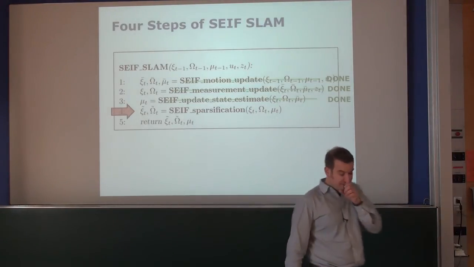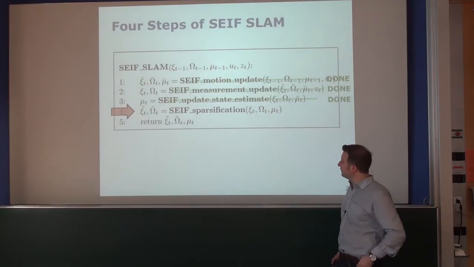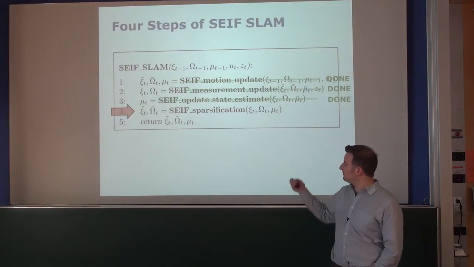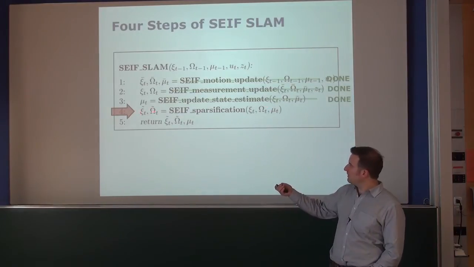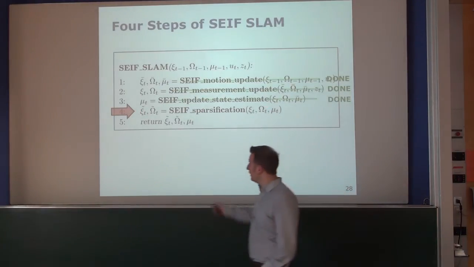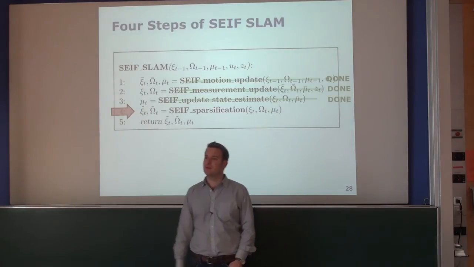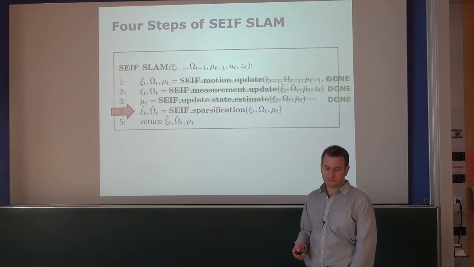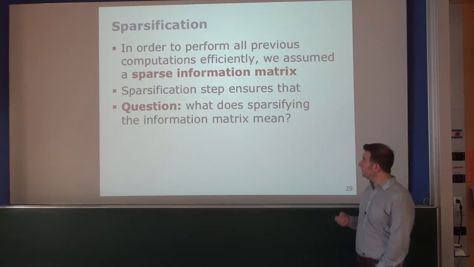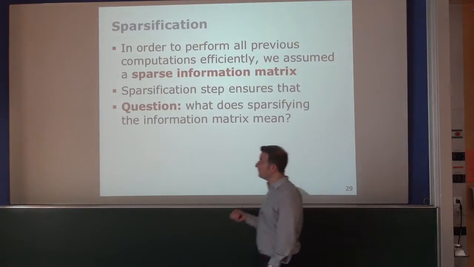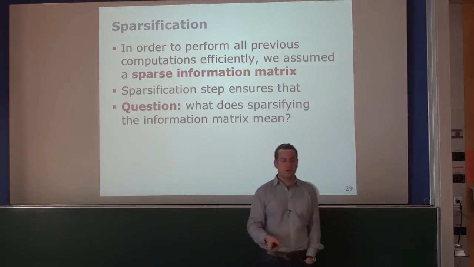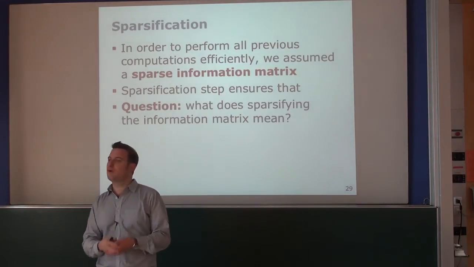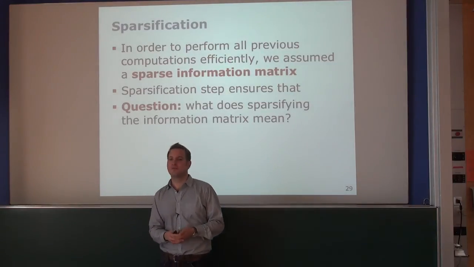the dimensions of this matrix? What the sparsification step does is compute a new information vector and a new information matrix. And the important thing is that this new information matrix is now a sparse matrix. That's our goal. And that is needed, just to repeat that, in order to ensure that all the computations we have done last week can actually be done efficiently, because we always assumed to have a sparse information matrix.